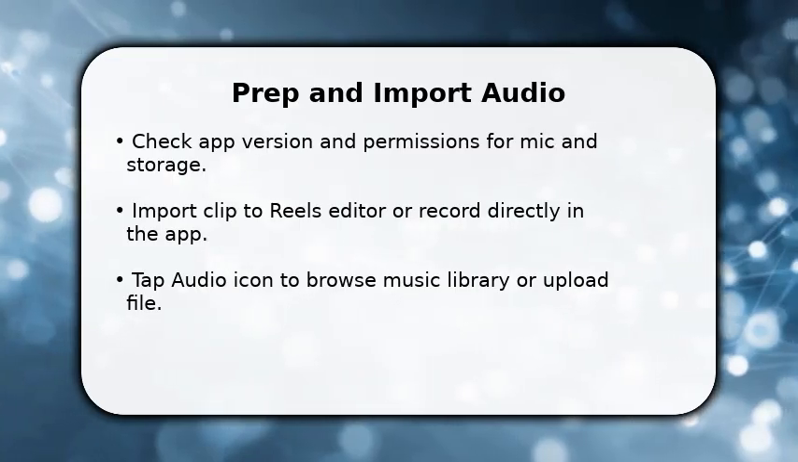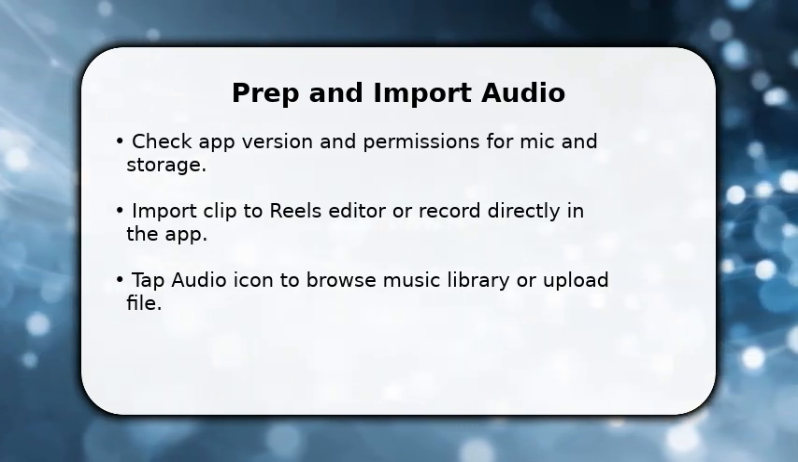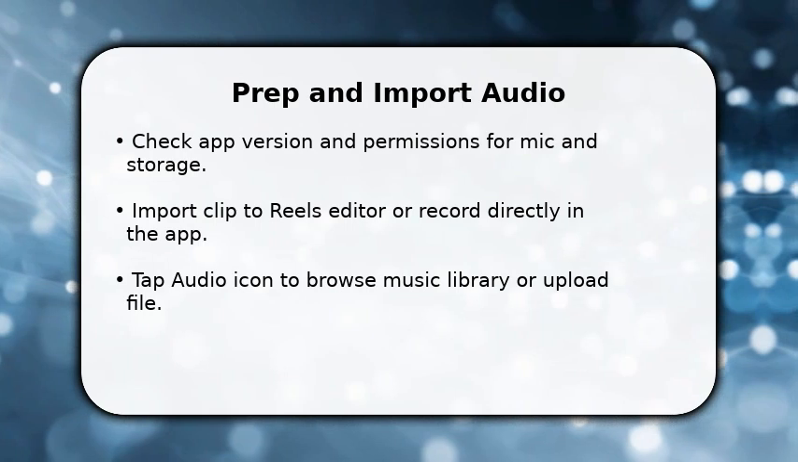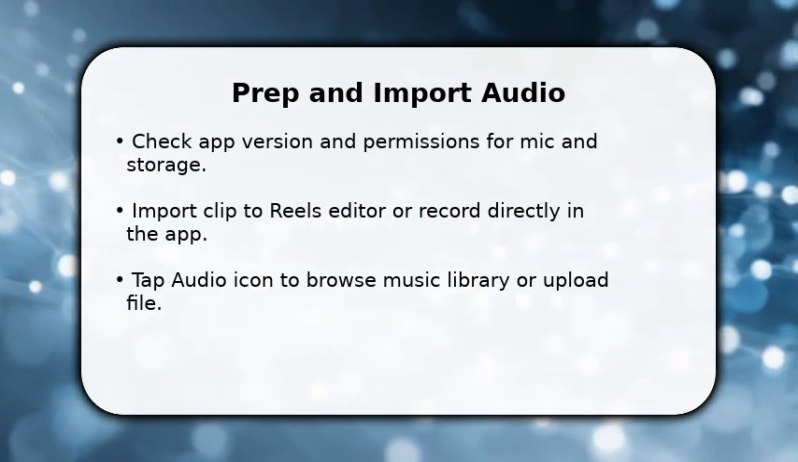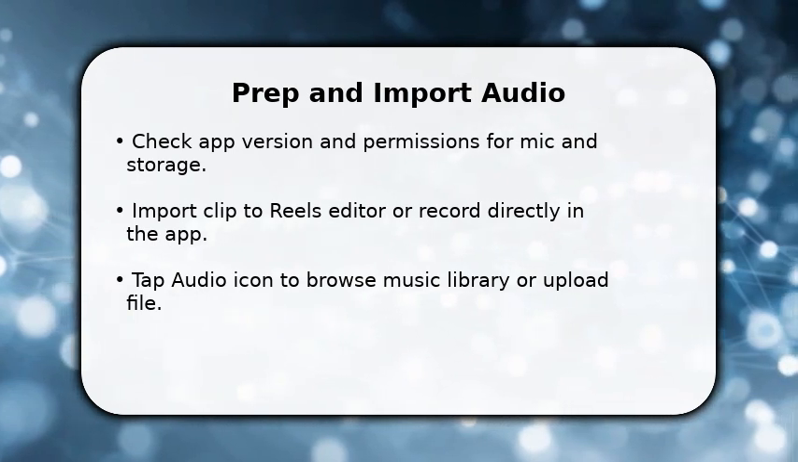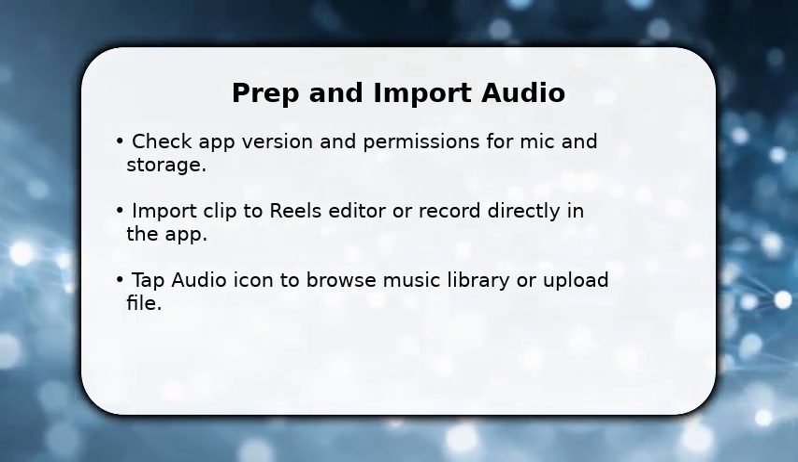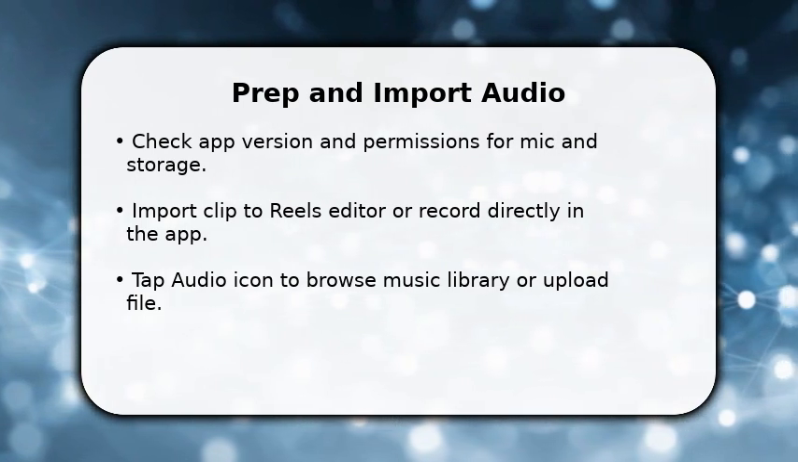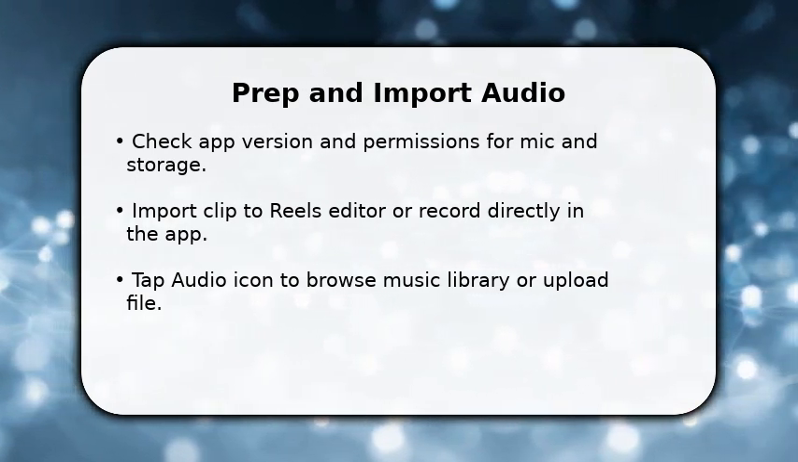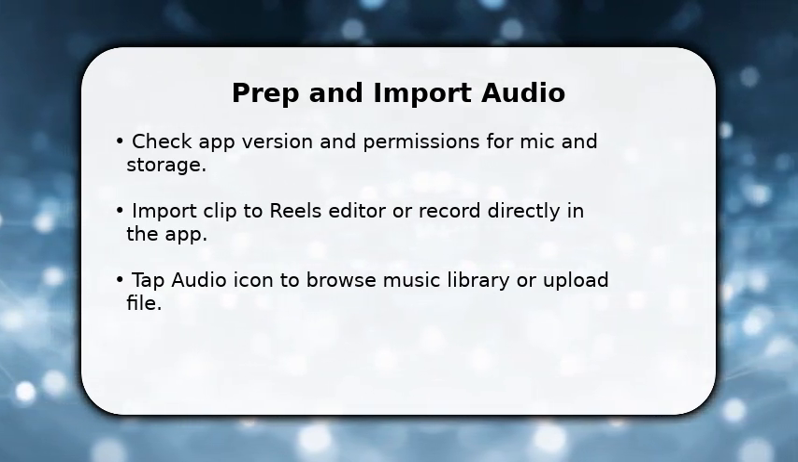You start by making sure the Instagram app is updated and you've granted microphone and storage permissions. These prevent import errors. Open Reels, import or record your video, then tap the audio button to access songs, saved audio, or your uploads. Once done, preview the track briefly so you know its timing relative to your clip. This early alignment saves time later. It ensures you choose a segment that matches the beat and mood of your footage.